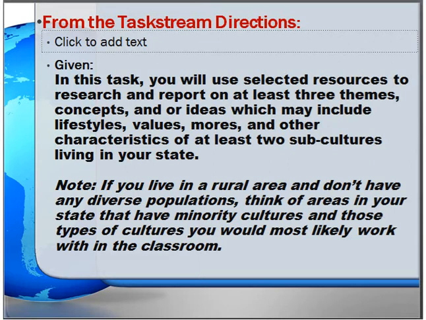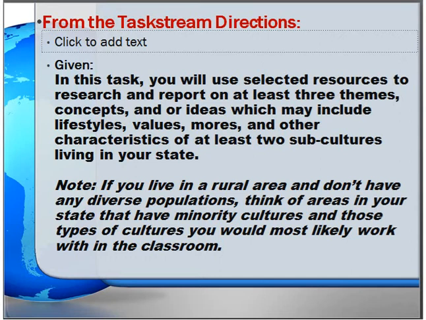So as we read these task stream directions, it tells us that we're going to use selected resources to research and report on at least 3 themes, concepts, and ideas, which might include things like lifestyle or values or mores or other characteristics of at least 2 minority cultures living in your state. And I'm going to change subcultures to minority cultures here.